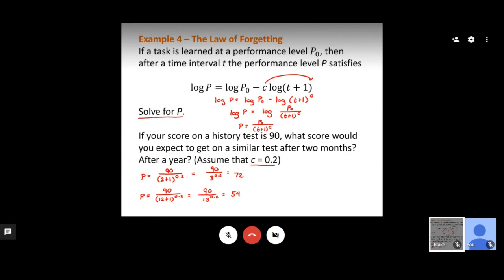And again, this model is probably assuming that you're not studying along the way, or it's not like you're taking a final exam a year later and you've actually been reviewing the material. This is like cold turkey. You go in and try to take the same test without actually looking at the material again. That's how much you would probably forget. Any questions on that one?